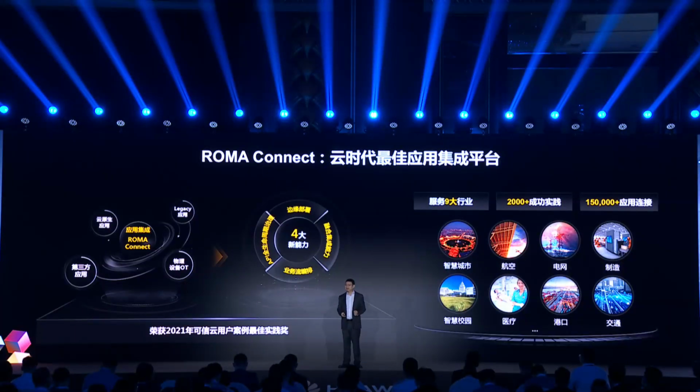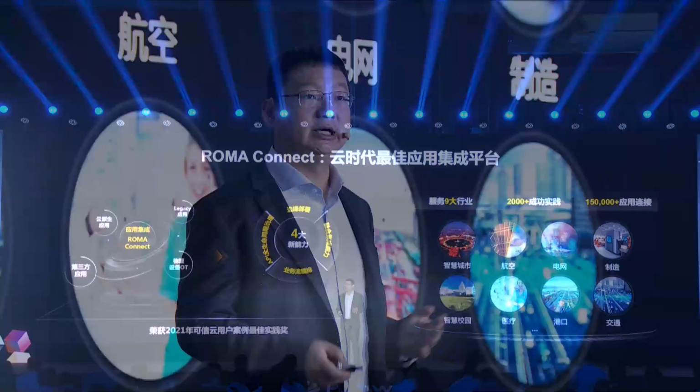This year, we launched these four capabilities of Roma Connect. First is edge deployment. Second is visualized workflow orchestration. Third is API lifecycle management for API assets, including the development, testing, and management of APIs. And lastly, the enhanced integration capability. So the number of application types that can be connected is increased from 50 to over 100. Currently, Roma Connect has served nine industries with more than 2,000 successful cases and connects 150,000 apps. In 2021, Roma Connect won the Cloud Trustworthiness Best Practice Award.